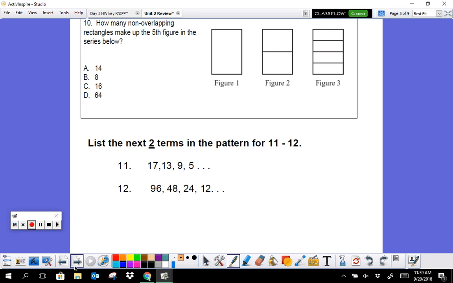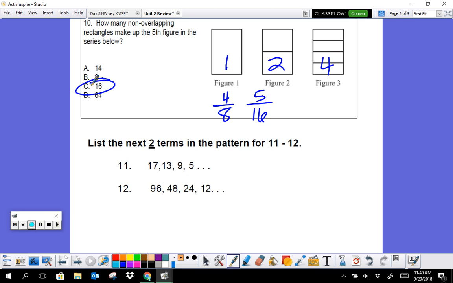Number 10, how many non-overlapping rectangles make up the 5th figure in the series? So this is just a pattern. So I'm going to count. There's 1 in here. There's 2. There's 4. So you need to figure out the pattern. You can see that they're all being multiplied by 2. So in the 4th figure, that means there would be 8. In the 5th figure, that means there would be 16.